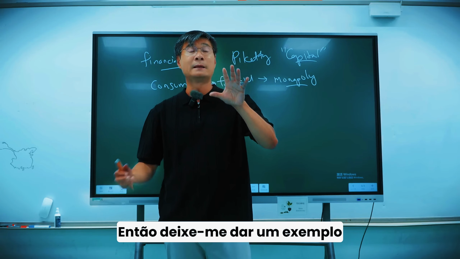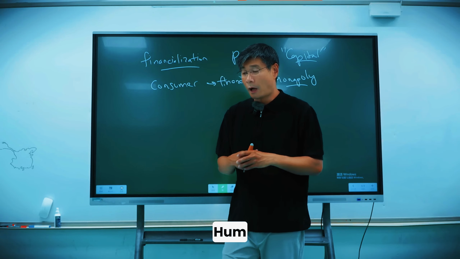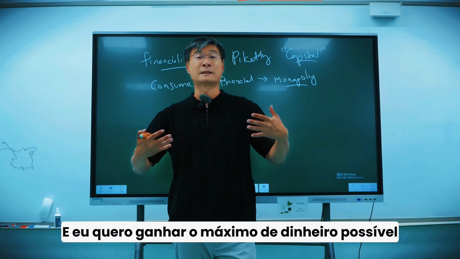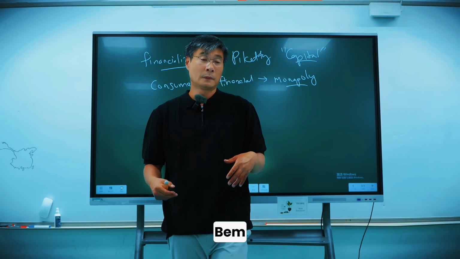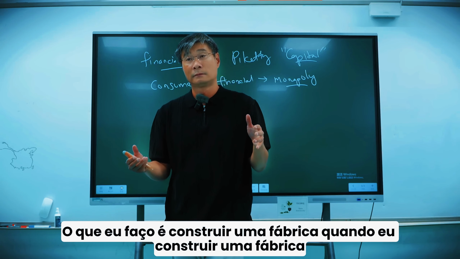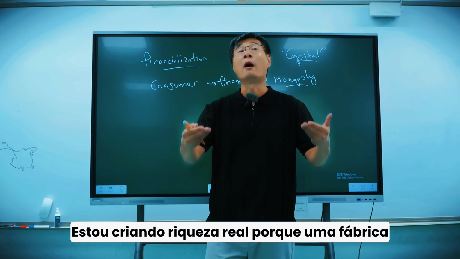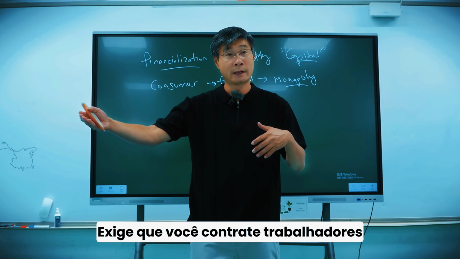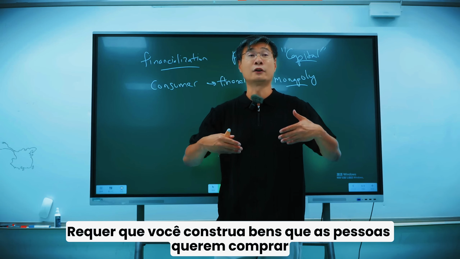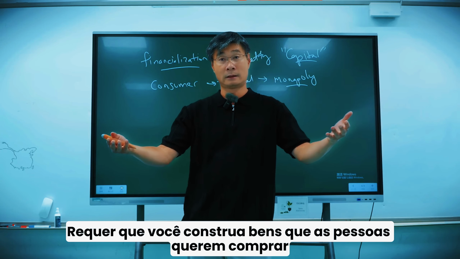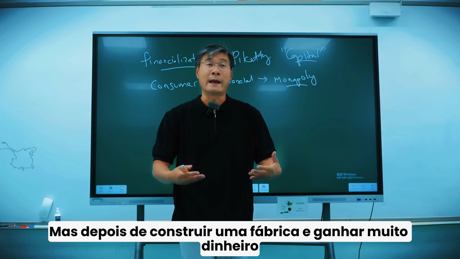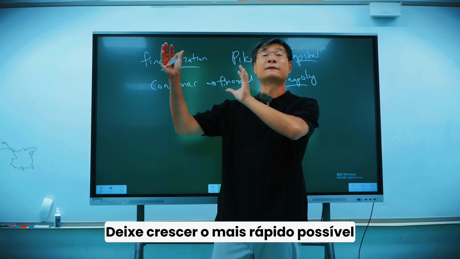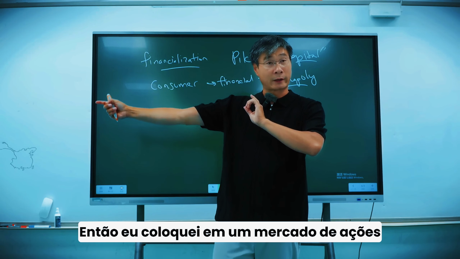All right? So let me give you an example. Let's just say I'm an entrepreneur and I want to make as much money as possible. Well, what I do is I build a factory. When I build a factory, I'm creating real wealth because a factory requires you to hire workers. It requires you to build technology. It requires you to build goods that people want to buy. But after I build a factory and I make a lot of money, I want to take this money and let it grow as fast as possible, so I put it in a stock market.